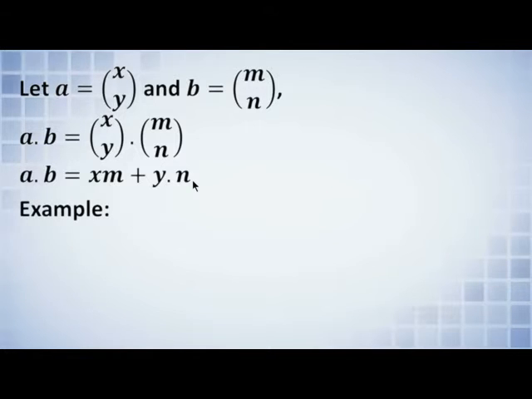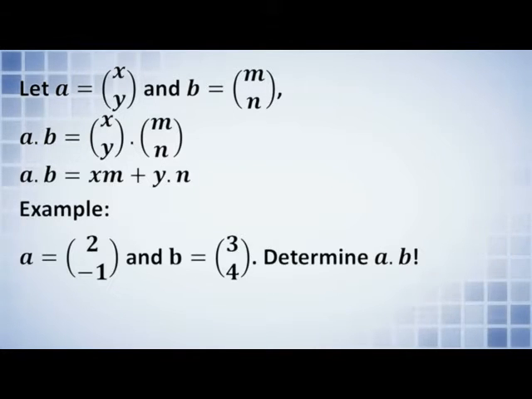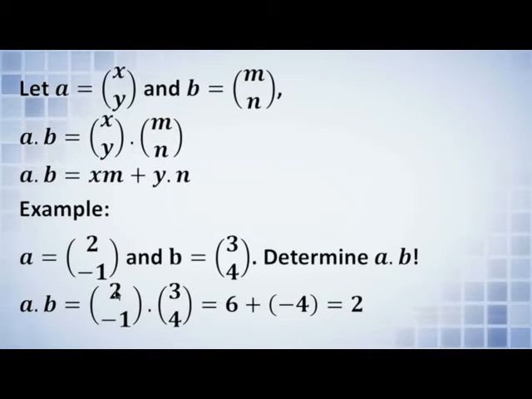Let's jump to the example. Let A be the vector that has components 2 and negative 1, and B has components 3 and 4. Determine A dot B. A dot B is equal to (2, negative 1) dot (3, 4). We just need to multiply the i's, 2 times 3 is 6, and the j's, negative 1 times 4 is negative 4, and we add those numbers together, equal to 2.